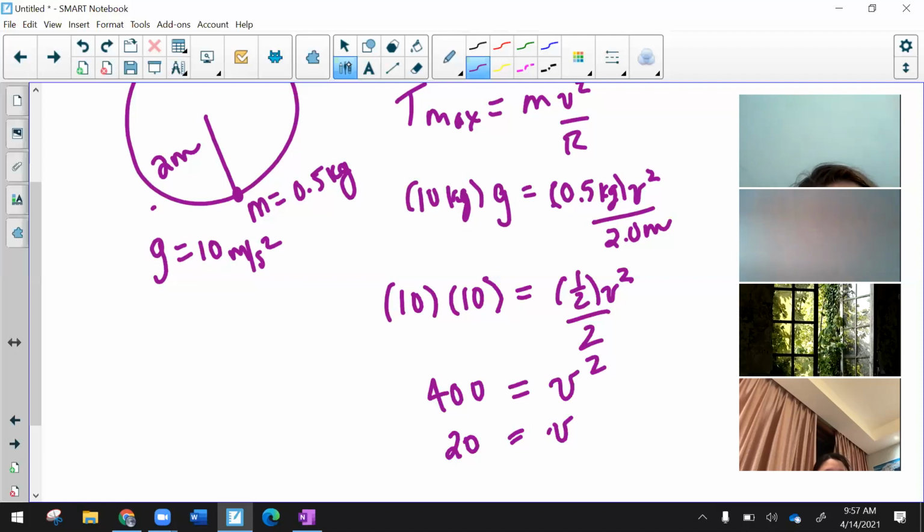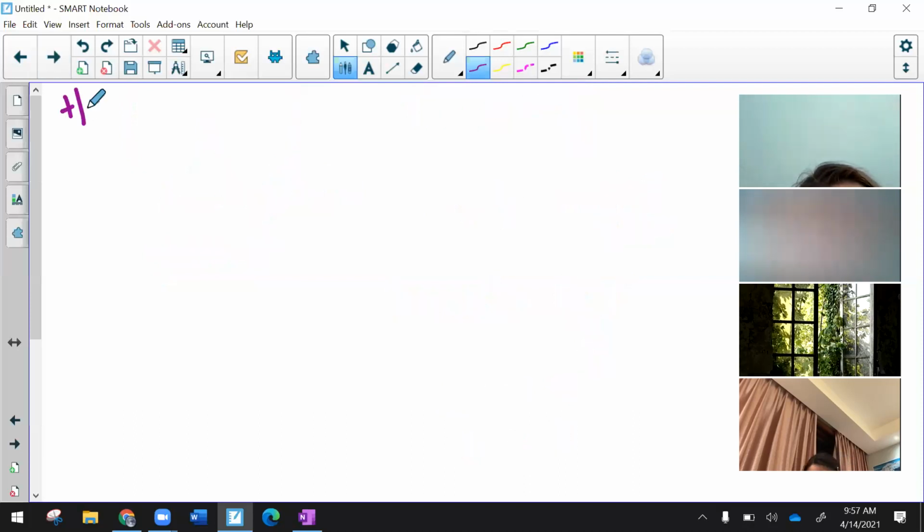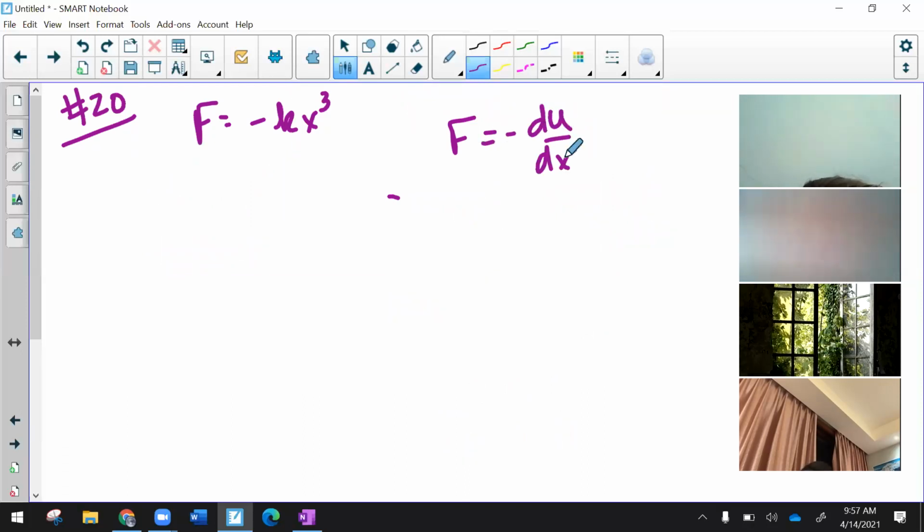Okay, so number 20: a certain one-dimensional conservative force is given as a function of x by the expression F is equal to negative kx cubed, where F is in newtons and x is in meters. A possible potential energy function U for this force is. So you have to remember that F is equal to negative dU/dx. Okay, so that's step one. So that means that dU is equal to negative F dx.